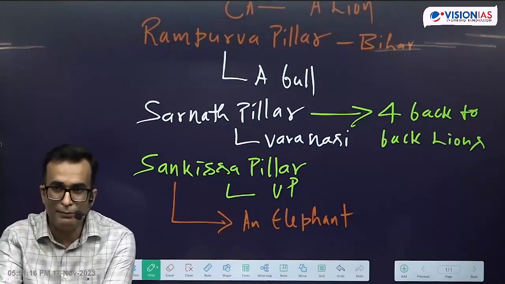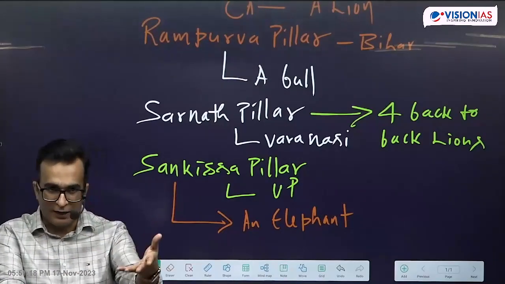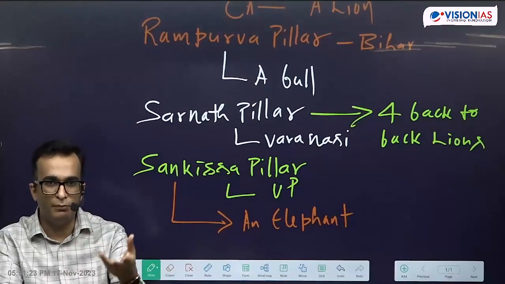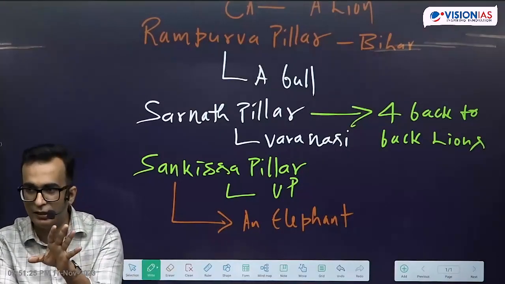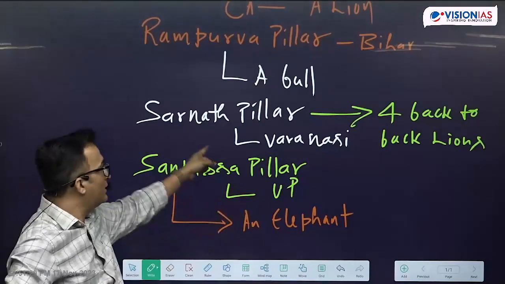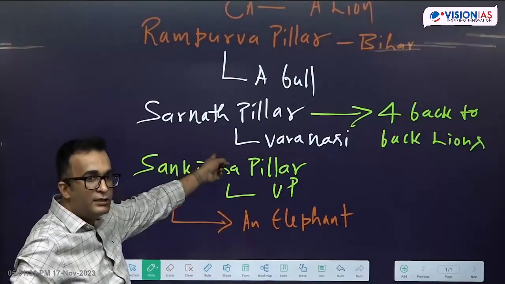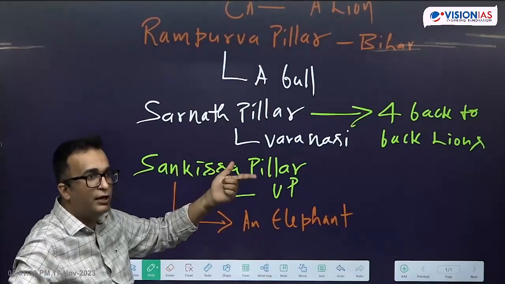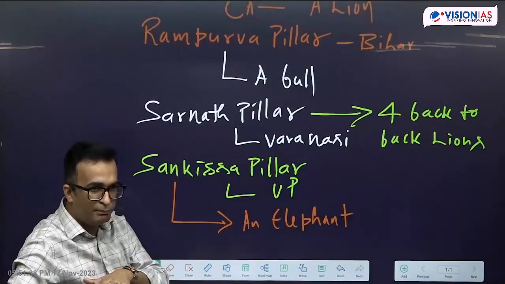We will be reading in Buddhism what this Dharma Chakra Parivartan is, but just understand for the time being: Buddha achieved Nirvana, and after achieving enlightenment, he gave his first sermon, his first preaching. So his first sermon was delivered in Sarnath, and this pillar is symbolic of the first sermon of the Buddha, or first preaching of the Buddha, which is called the Dharma Chakra Parivartan.